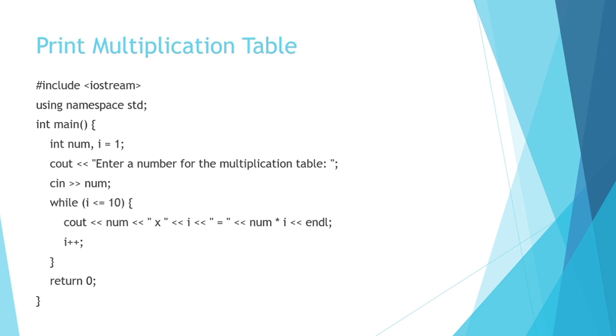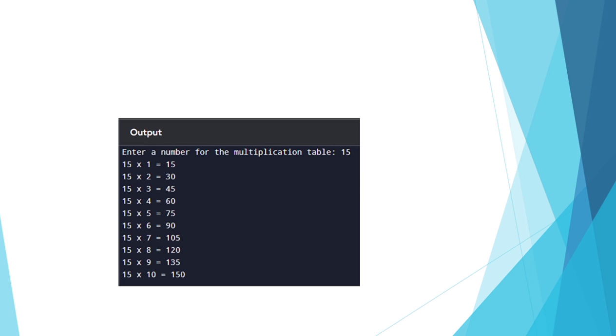Increment i. i++ increments the value of i by 1 after each iteration of the loop. The loop starts with i equals 1 and prints number x 1 = result. This continues until i becomes 11, at which point the condition i <= 10 is no longer true, and the loop exits. After successful execution, the output will be like this.